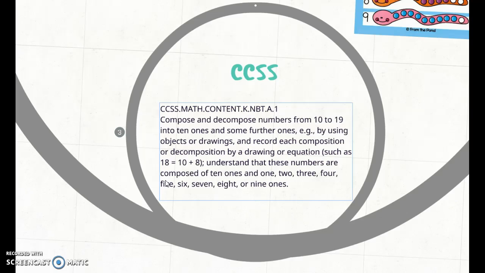The standard that this lesson specifically addresses is compose and decompose numbers 10 through 19 into 10 ones and some further ones by using objects or drawings, and record each composition or decomposition by a drawing or equation, such as 18 equals 10 plus 8. Understand that these numbers are composed of 10 ones and 1, 2, 3, 4, 5, 6, 7, 8, or 9 ones.